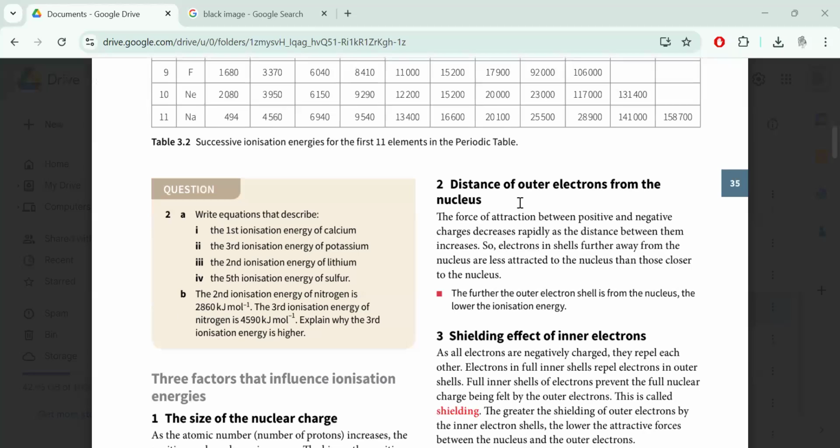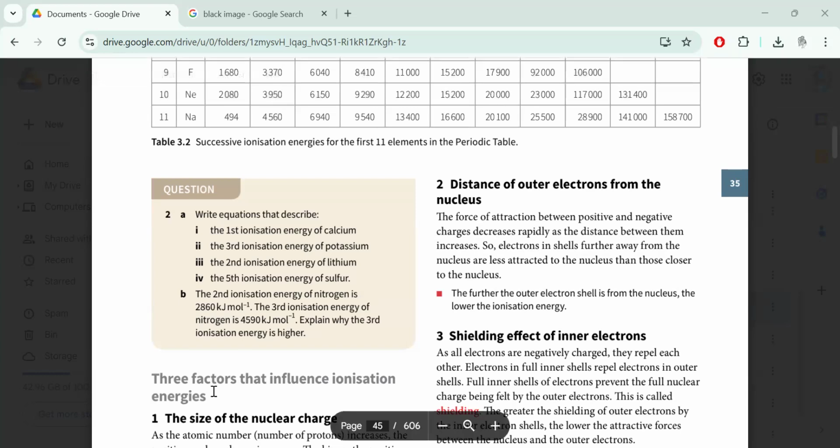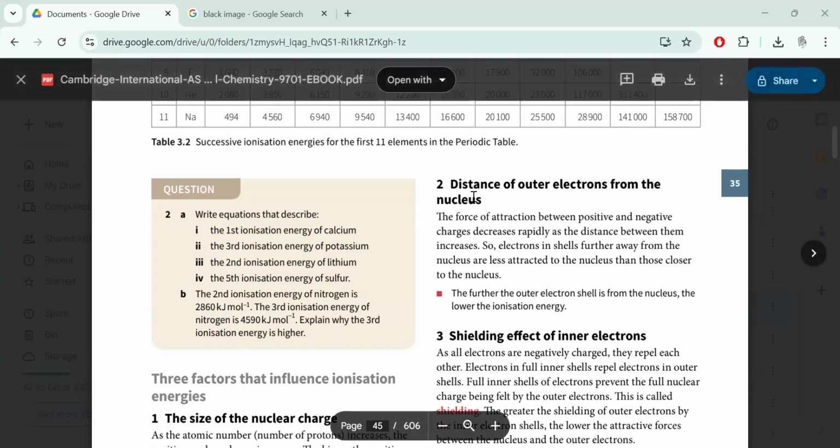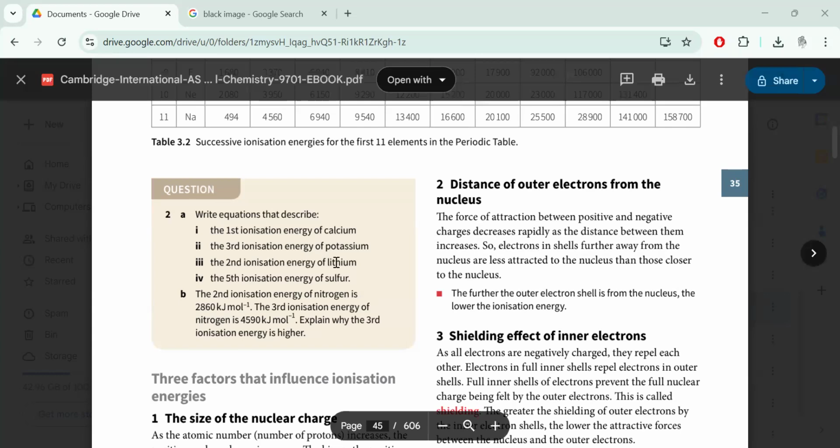Now we're going to continue last week's lesson. I think I've discussed the three factors that influence ionization energies last week. There are three of them, and I'm going to give a sort of review. The first one is the size of the nuclear charge. The second one is the distance of outer electrons, and the third one is the shielding effect of inner electrons. I promise that I will do question number 2 here.